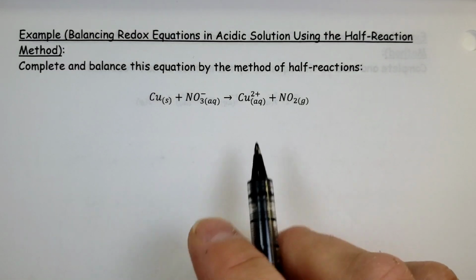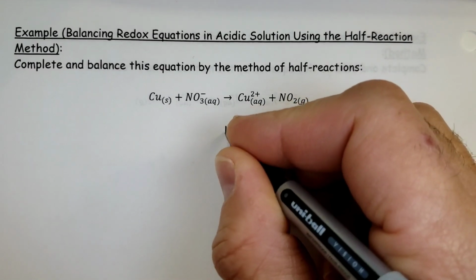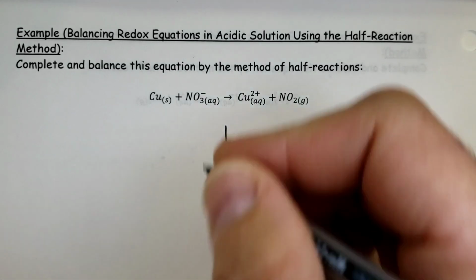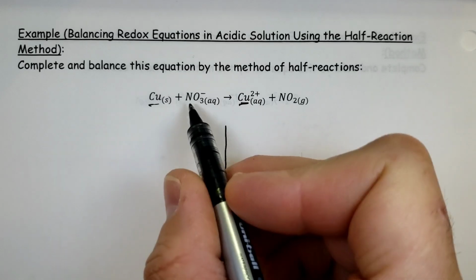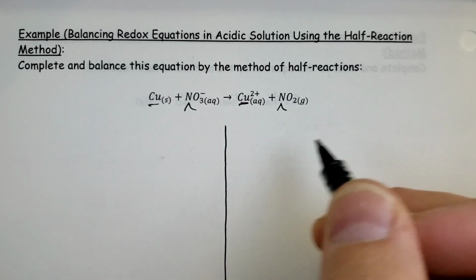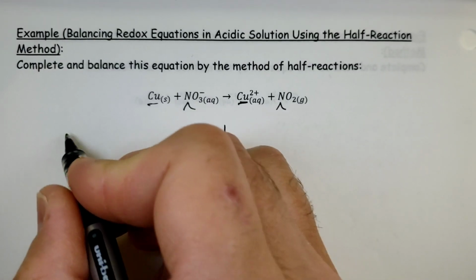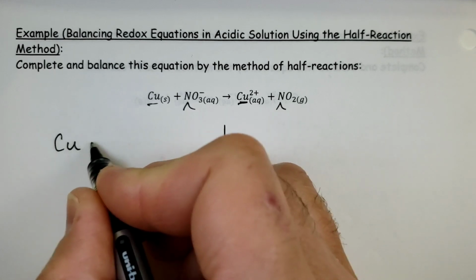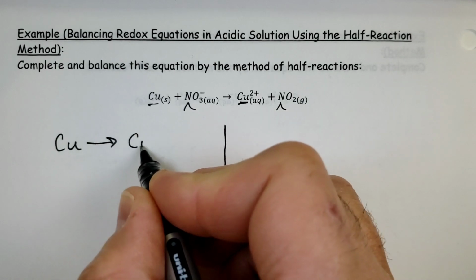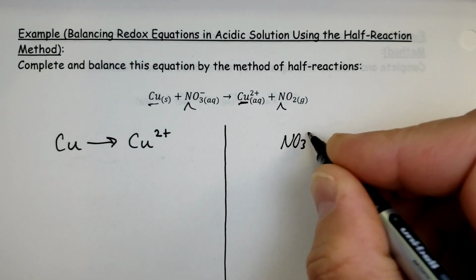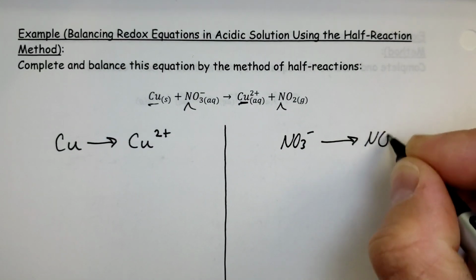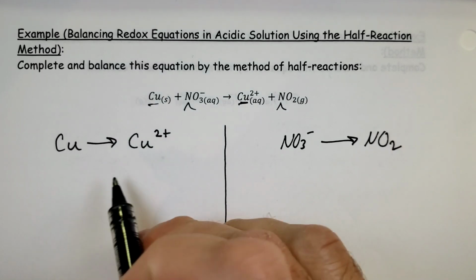Welcome back, Chemistry 30s. Hopefully you had an opportunity to work on the second example. So of course we know copper is going to be undergoing a change, nitrogen is going to be undergoing a change. So that'll help us figure out our two half reactions. And let's see, NO3 negative going to NO2. Okay, so let's work with this side first.